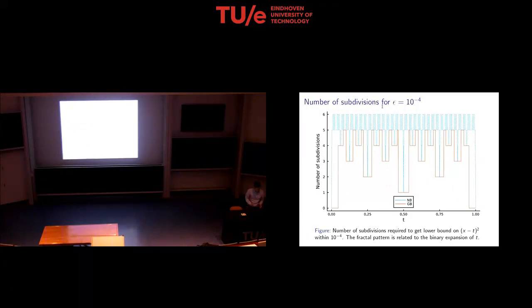So this is a sort of interesting plot. Each point on the x-axis is a different polynomial, and the values on the y-axis are how many subdivisions it took to prove this polynomial is non-negative with each of the two methods. So for instance, when t is 1/2, we're talking about the polynomial x minus 1/2 squared, and right, they both take one subdivision to make this work.